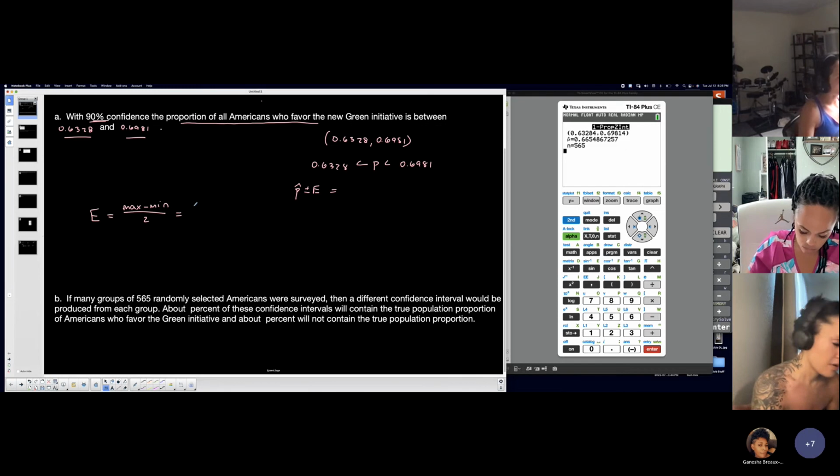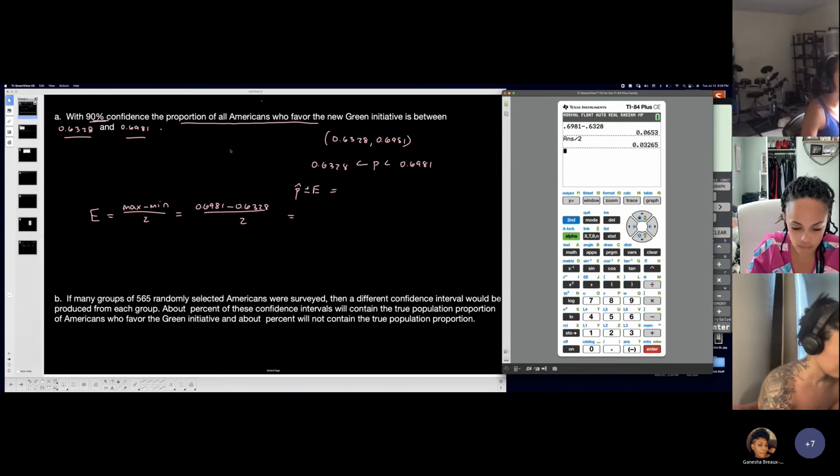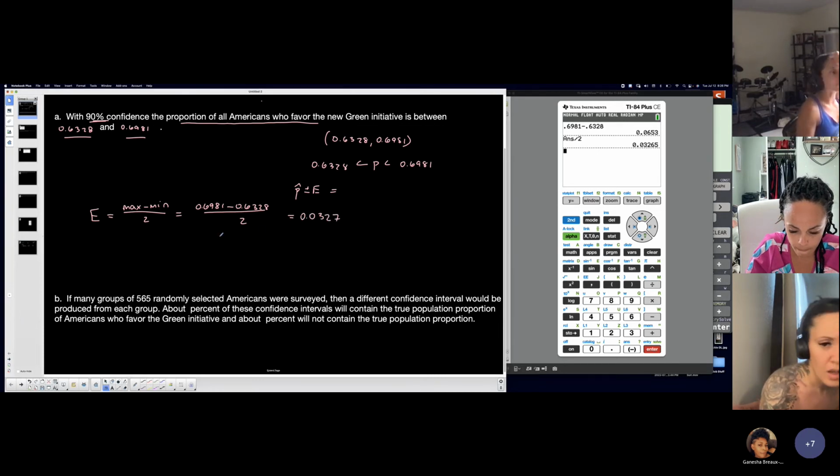I like to find my margin of error from my confidence interval because it's faster. So I take these values that I just found from the calculator, subtract them, and cut them in half. So my margin of error is going to be 0.6981 minus 0.6328, and then divided by 2. My margin of error in this case is 0.0327 if I'm rounding to 4.